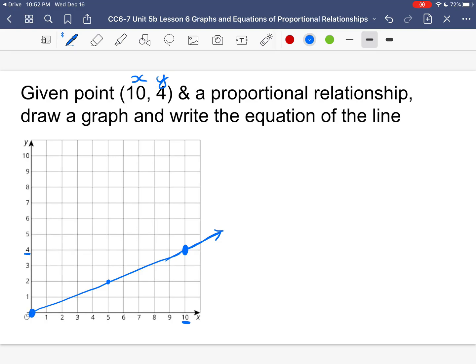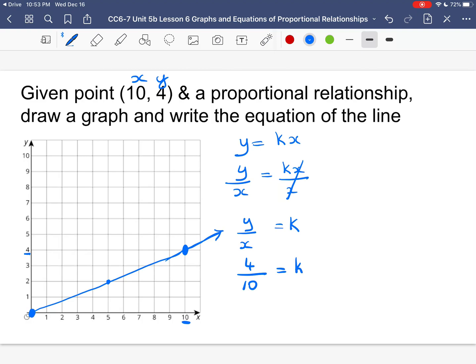So now to write an equation of a line, we're going to write it in the format y equals kx, and we need to know what k is. What is the constant of proportionality? So we can divide both sides by x. y over x is kx over x, and the x's will cancel out, and so we can find our constant of proportionality in this way. y over x equals your constant of proportionality. And y is 4 and x is 10. So 4 over 10 is your constant of proportionality.